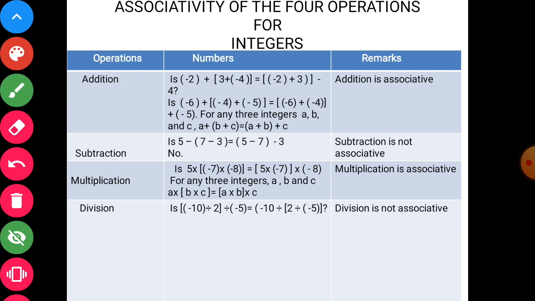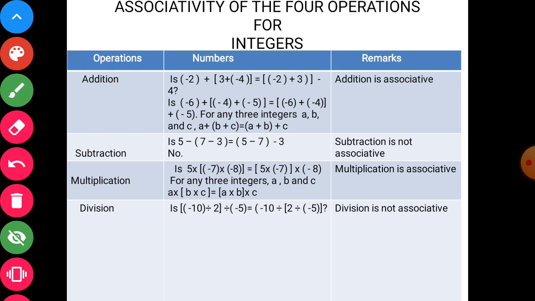So our remark is, generally we can say that for any three integers a, b and c, a plus (b plus c) is equal to (a plus b) plus c. You have to see here only the way of putting the bracket is different here and here. Okay, so addition is associative.